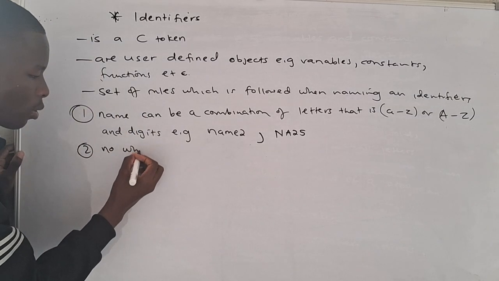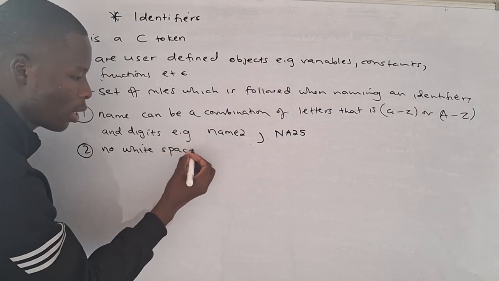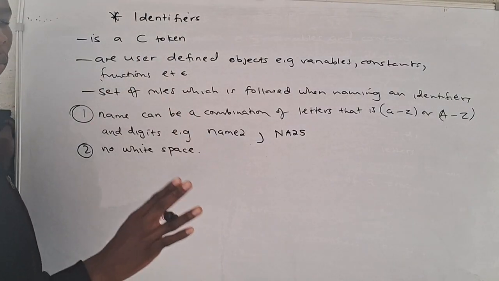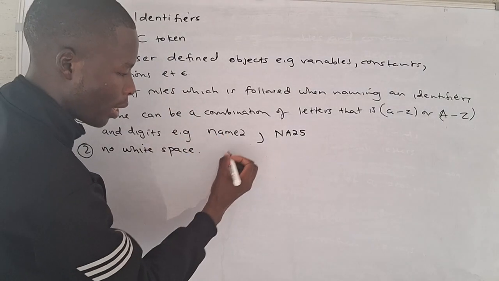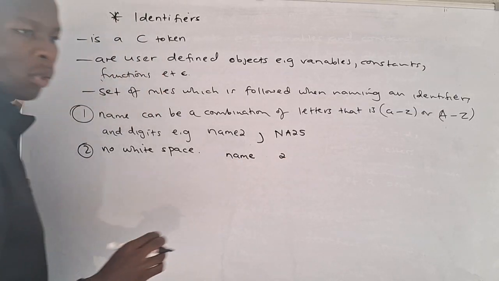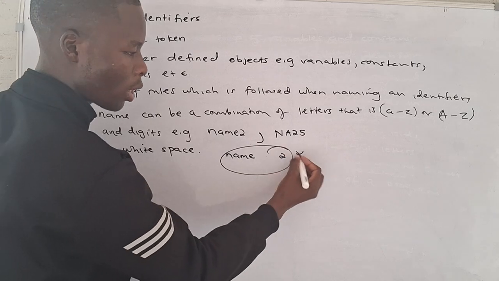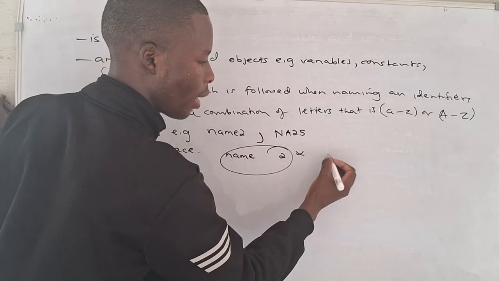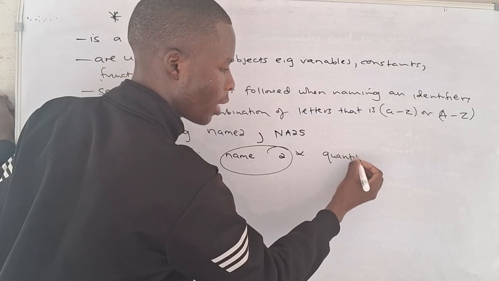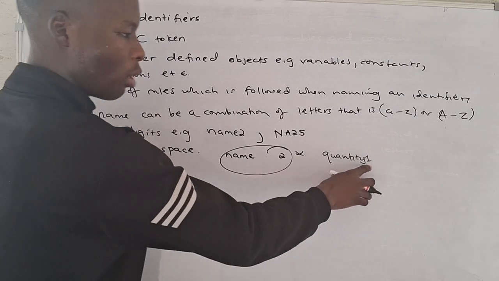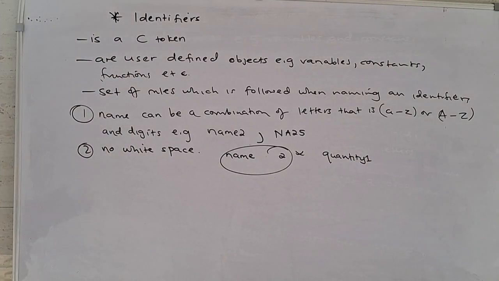No white space. Let's say you are naming an identifier. You are not allowed to leave white space within the identifier. For example, let's say it's name, then you leave a space, and you write 2 here. This is not allowed. The correct syntax is not to leave white space. If it's quantity, you just write quantity1. You're supposed to write like this. Don't leave white space in between the identifier.